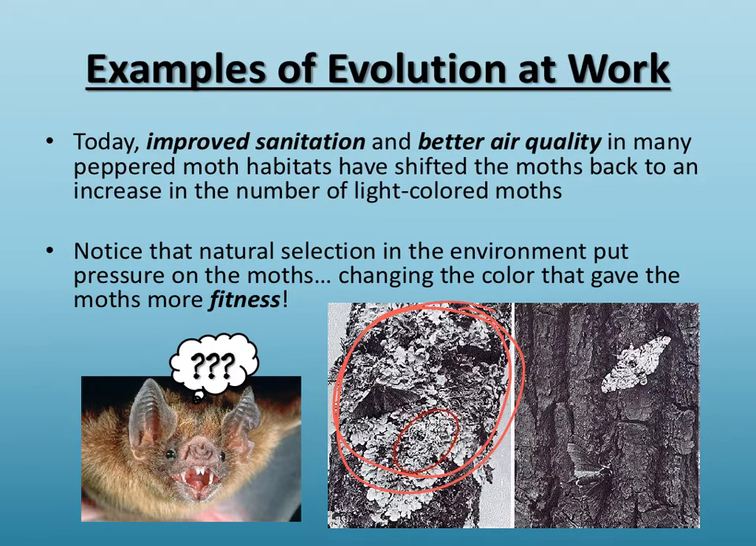So again, natural selection, right, in the environment put what we call selective pressure on these moths, changing the color that was fit, and we saw a shift in response to that. And again, it has nothing to do with one moth changing, right? It's just a matter of which moths are more likely to survive and reproduce offspring, which will probably be more like themselves.